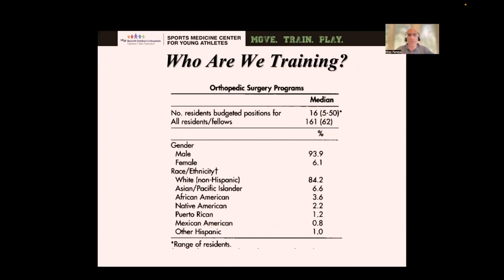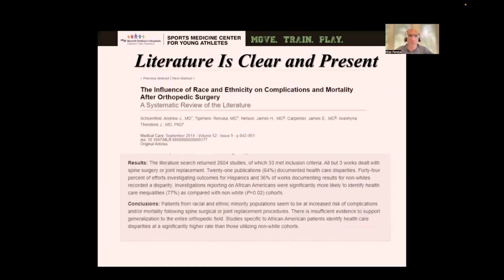If we look at the percentages in different races as well, you can see, once again, 84 to 85% of all orthopedic surgeons are Caucasian. Now, this is changing over the past several years, but once again, you still see a higher percentage, which is not reflective of the number of graduates in medical school, particularly in underrepresented populations.